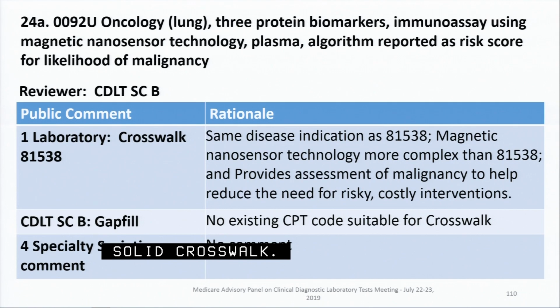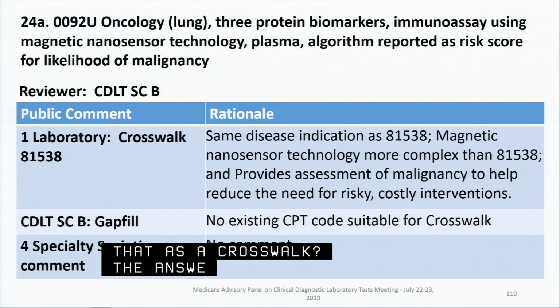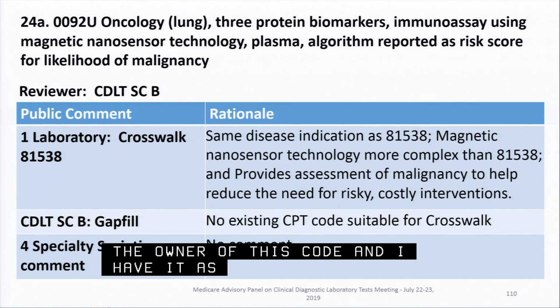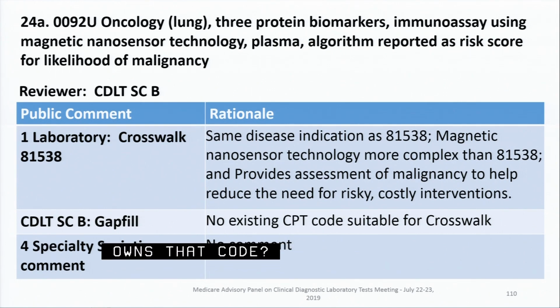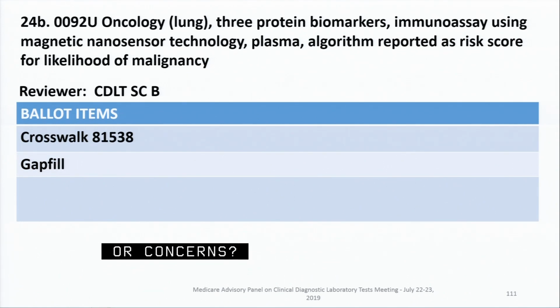Dr. Schoonmaker? Oh, that clarified things. I'm sorry, can you repeat that? No, that was clarifying enough. Thank you. So is your desire to keep that as a crosswalk? The answer is no. Does anybody have questions for the owner of this code? And I have it as, is it Magaray? Anybody here who owns that code? None. Okay. Anybody have any other questions or concerns? So for code 0092U, crosswalk 81538 and gap fill are your current ballot items. Please cast your vote.